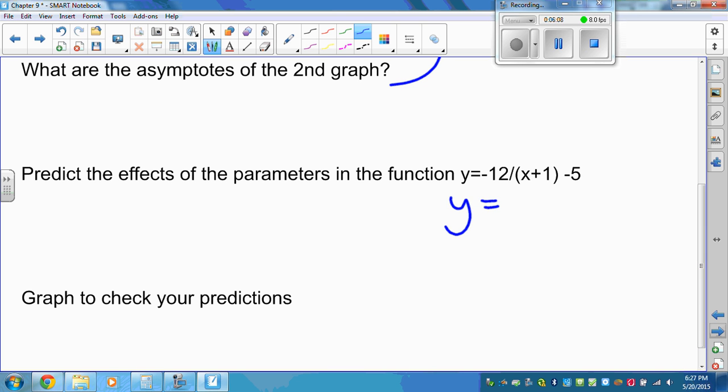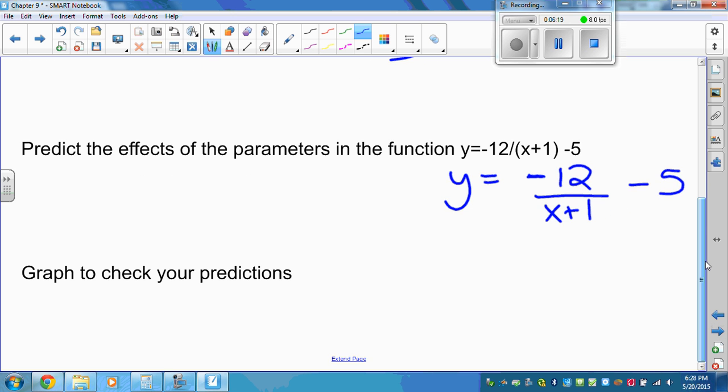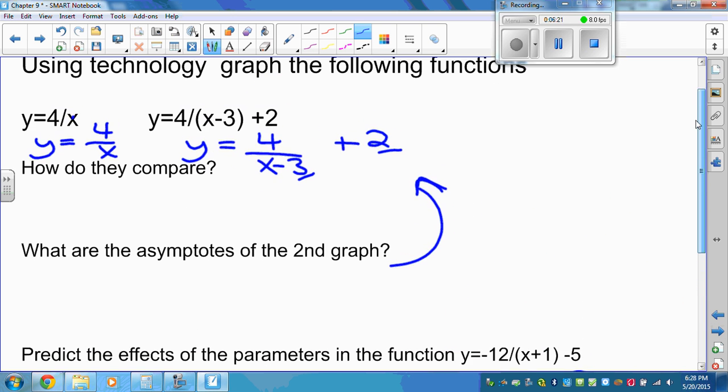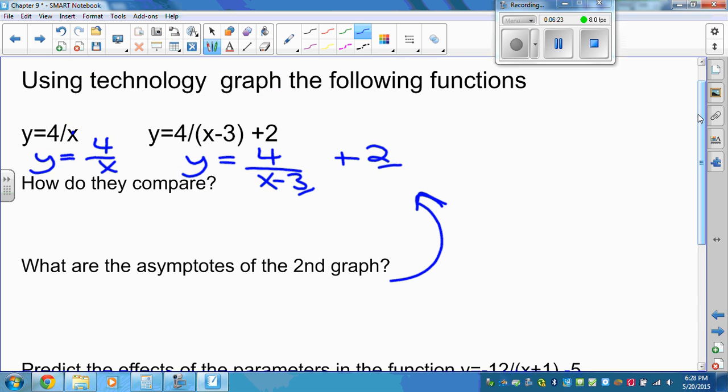Another one here is y equals negative 12 over x plus 1 minus 5. So what happens when we have a negative a? Okay, you're going to predict and then graph to check it. So that is another activity you're going to do. Pause and then come back.